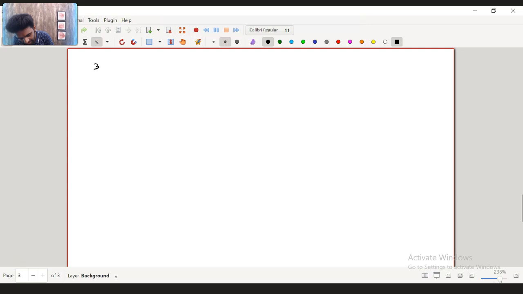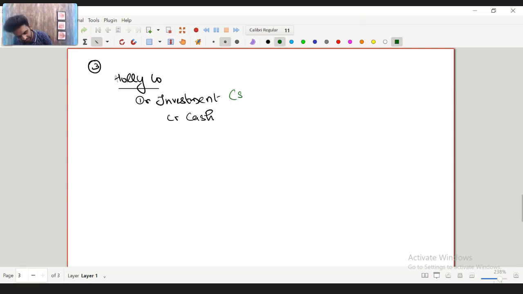The third one is then to verify the payment. When you are purchasing an investment, you will debit investment and credit cash. That's the journal entry in the holding company's books: debit investment and credit cash. How will this be verified? Through the bank statement. So the third point is to inspect the bank statement.